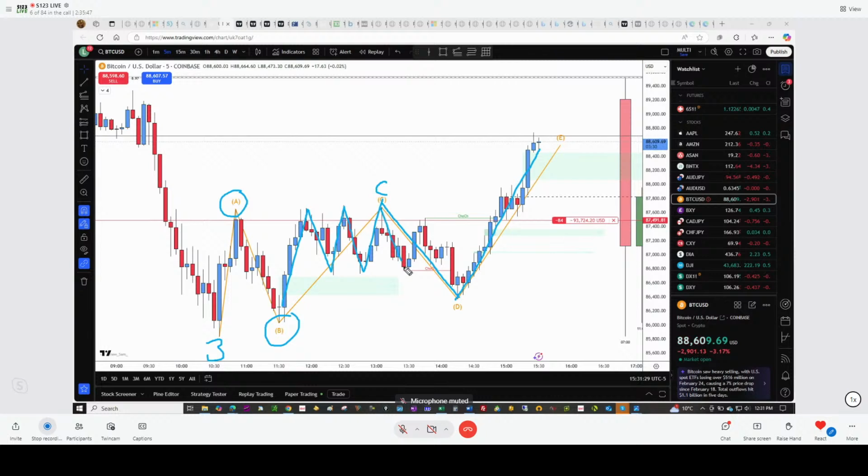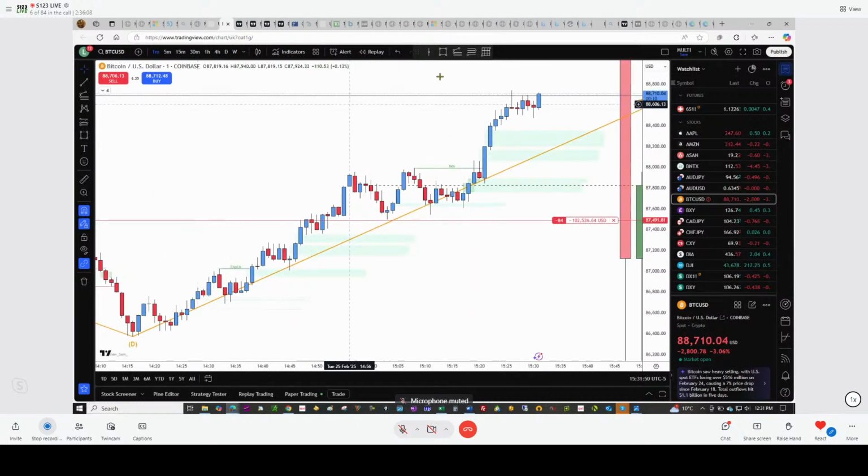It looked like we were done here and they were just going to continue down, which is what I kind of expected. But once they broke this level, oh boy, that was it. So again, very smart on their part, very tricky. They're very good.